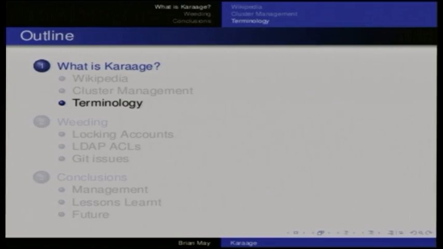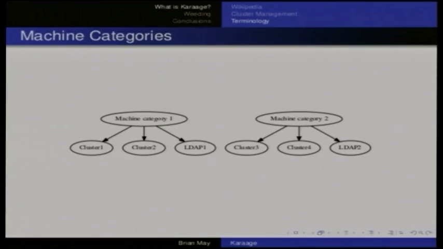Before I get into detail, some important terminology, because otherwise you'll get totally confused. A machine category is a set of clusters which are independent, including independent LDAP servers. Typically, this feature is rarely used now except for V3 Alliance for historic information.